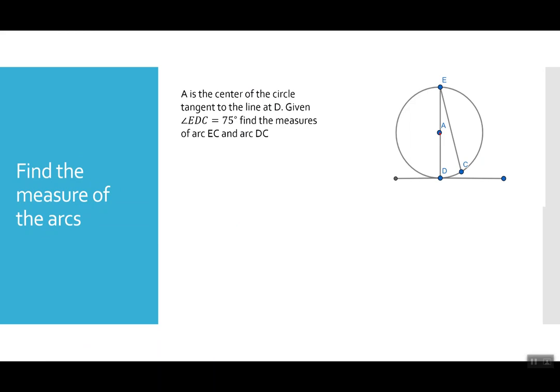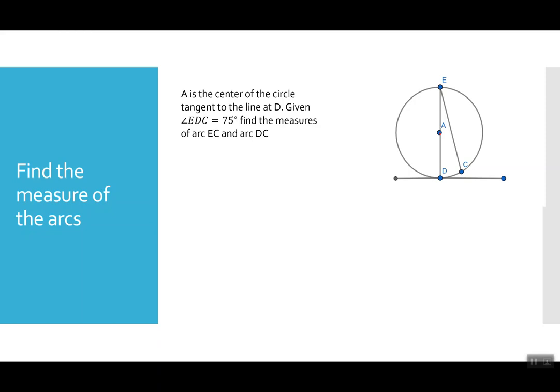Let's find the measure of the indicated arcs. A is the center of the circle, tangent to the line at D. Given the angle EDC is 75 degrees, find the measure of the arc EC and the arc DC. So let's go through and see, what do we know, what do we need to know, and then really what is the connection. So we start with A as the center of the circle. That's good, so I know A is the middle. It's tangent to this line at D. That just tells me that the circle is touching the line at just one point, point D.